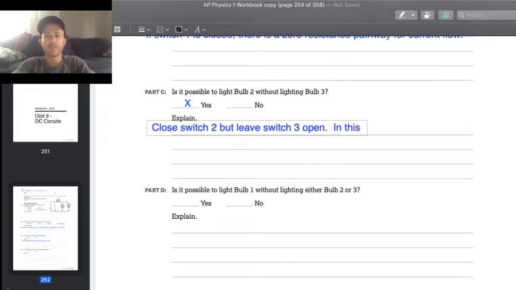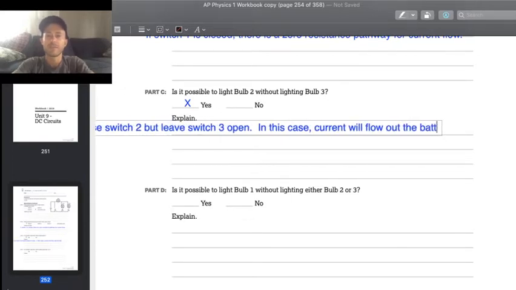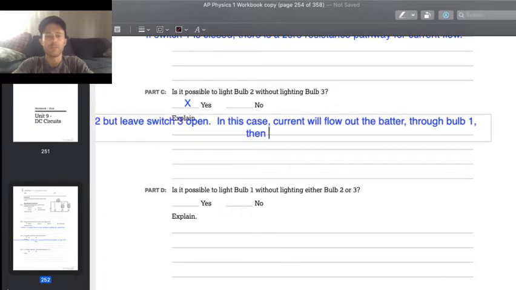In this case, current will flow out of the battery through bulb 1, then bulb 2, then back to the battery.